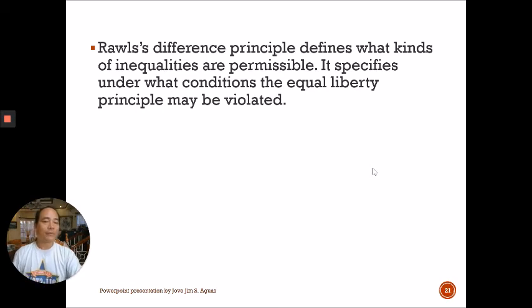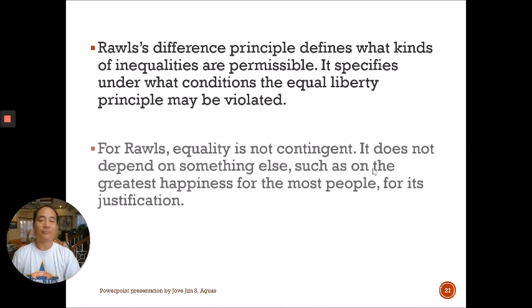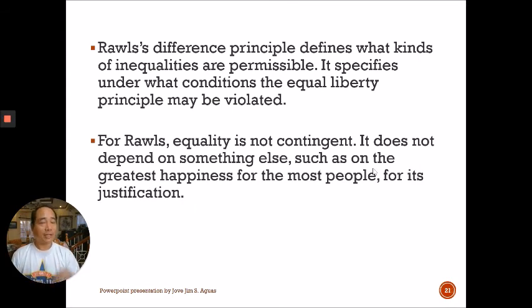Okay, because Rawls did not really specify what these inequalities are, but what he's trying to provide here is the principle of how these inequalities can be permissible. So for Rawls, equality is not contingent, meaning equality is necessary, and it does not depend on something else like the greatest happiness for the most people for its justification. Meaning there should always be equality, right?